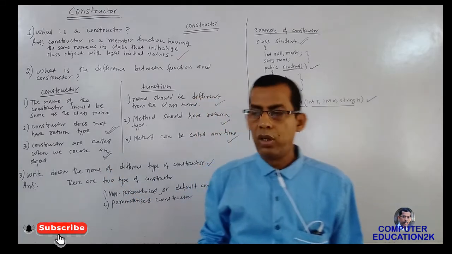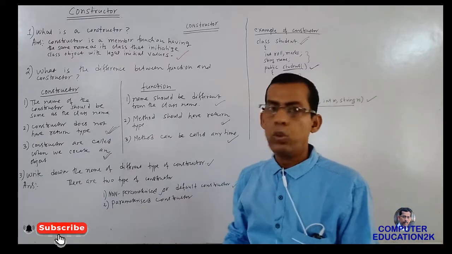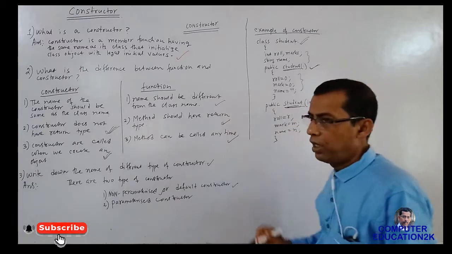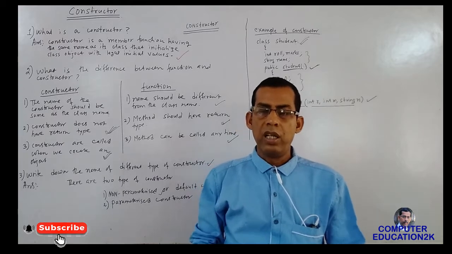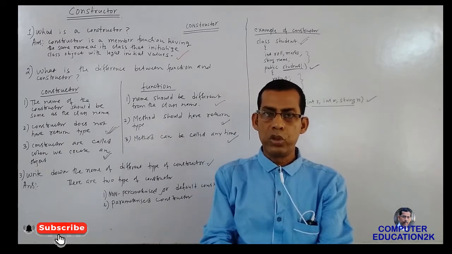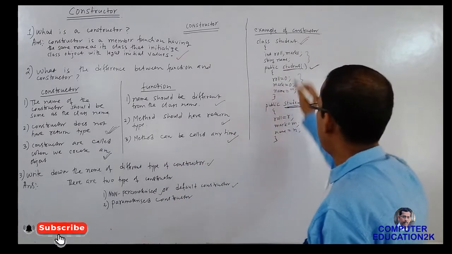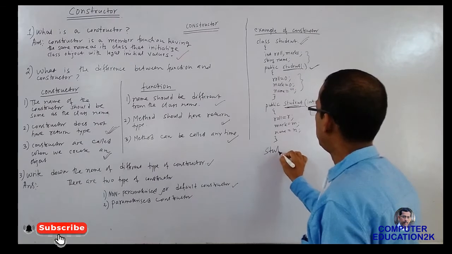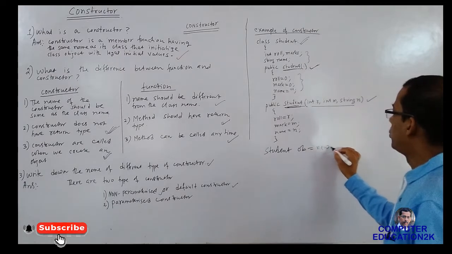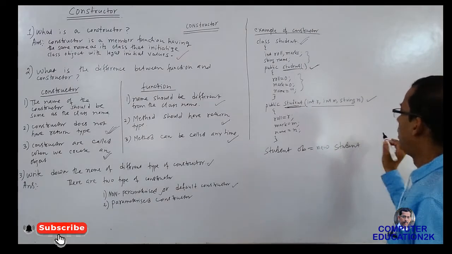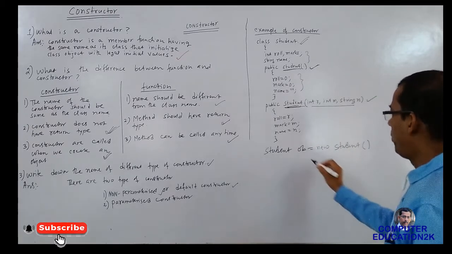A constructor can be called or invoked when an object is created. Now I will create an object here. Now you know how to create an object. To create an object: class name, object name equals new class name. So I will just create one object here. The class name is student. Then OB equals new student. Student OB equals new student. So I am creating an object here.